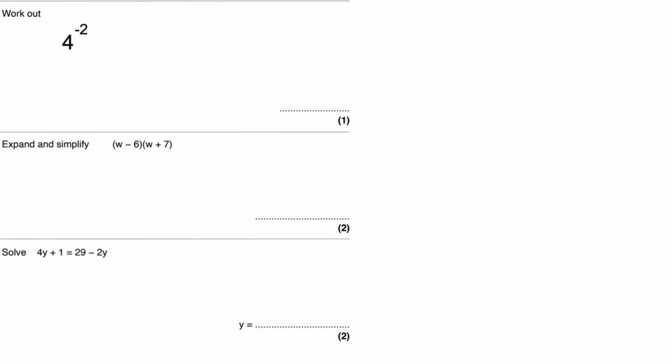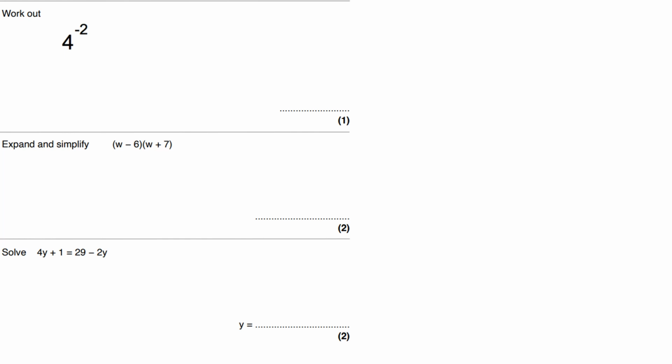GCSE 9 to 1 maths exam style questions for grade 4, grade 5. So the crossover topics for both tiers, looking at some negative indices, expanding double brackets, and solving equations with unknown on both sides in roughly 4 minutes.